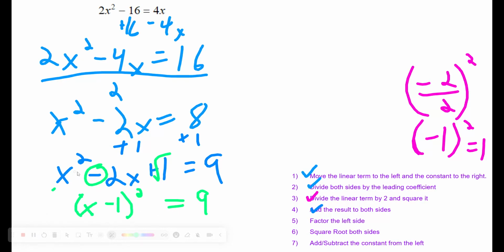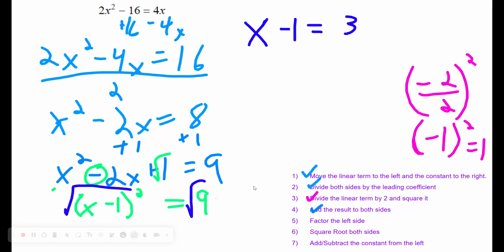x minus 1 times x minus 1 is going to be x squared minus 2x plus 1. And from here, I'm solving for x. Since I have parentheses there, I'm feeling good about that. I need to square root both sides. So I'm left with x minus 1 equals 3. Although it is not just 3, right? We have to account for negative 3 as well. So I have two solutions at this point.